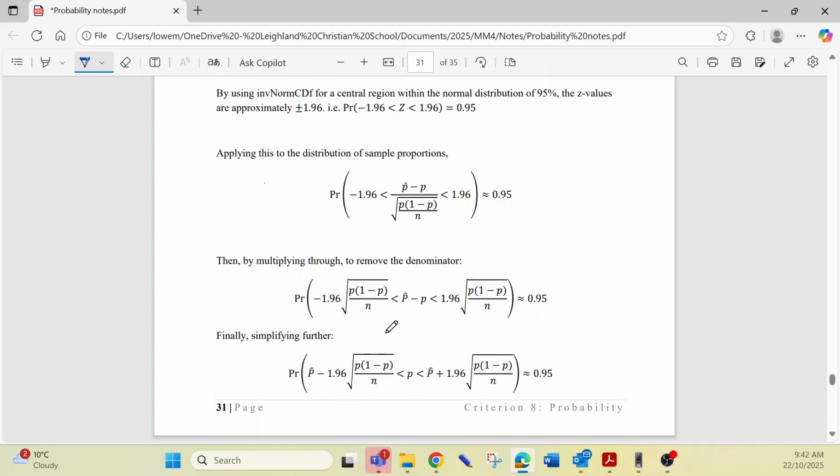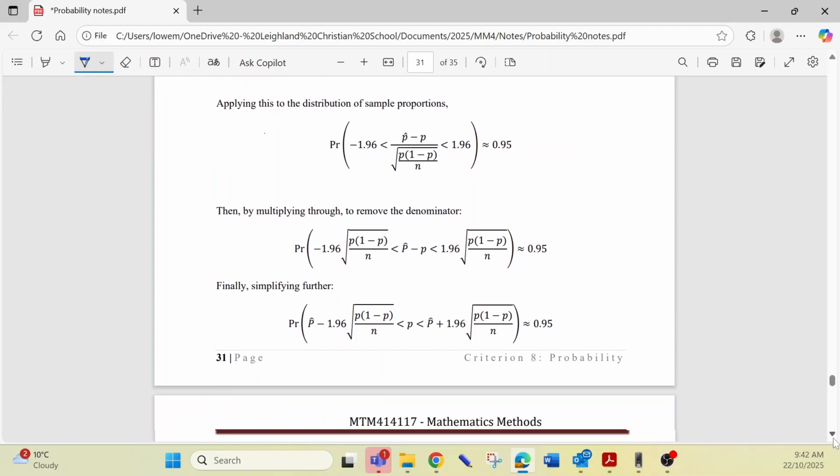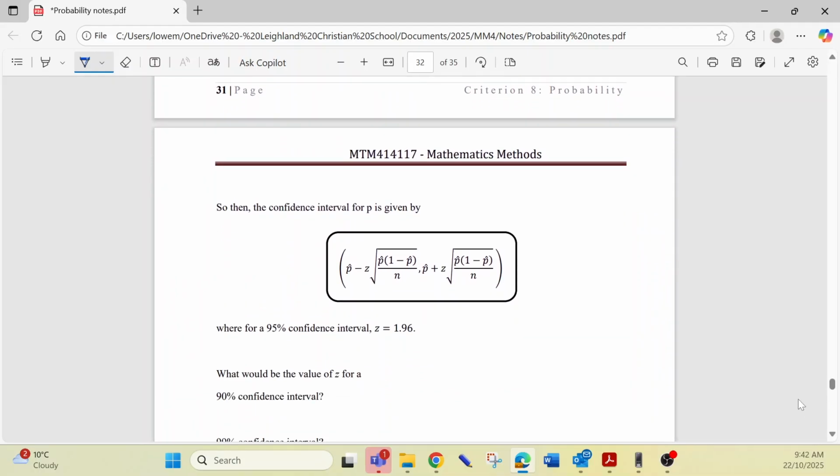This is the interval for a 95% confidence interval for our population proportion, P. The confidence interval for P is given by P hat, our sample proportion, minus Z times our standard deviation at the lower end, and at our upper end, it's our sample proportion plus Z times the standard deviation. And if we want a 95% confidence interval, then we use a Z value of 1.96.